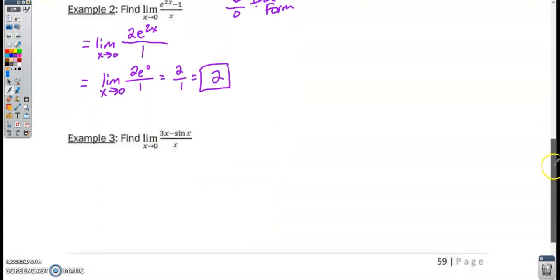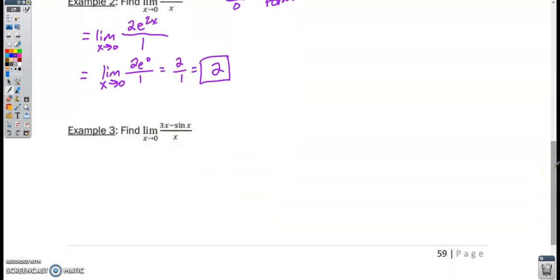All right, let's go ahead and do example 3. Again, we try to substitute. We've got 0 minus 0 over 0, which is, again, the indeterminate form.